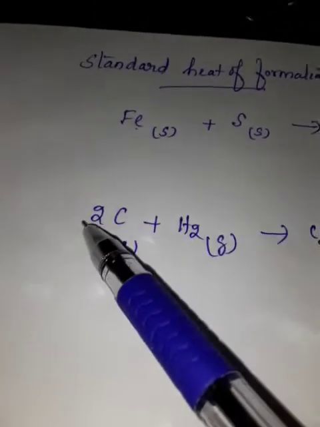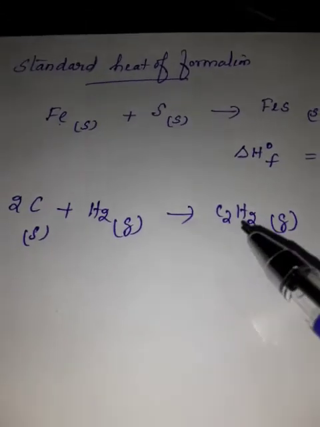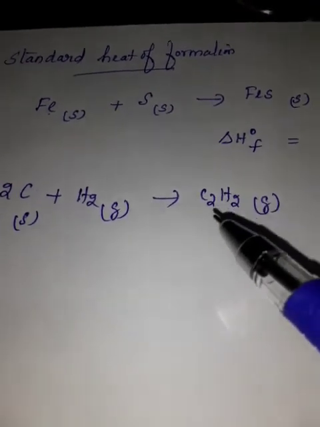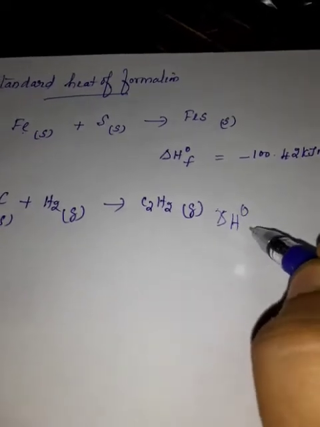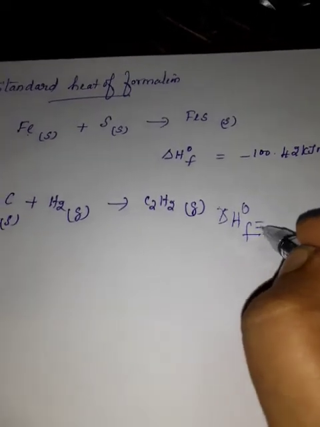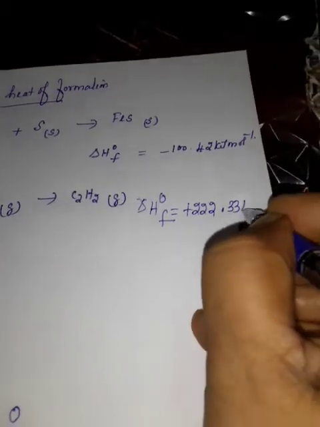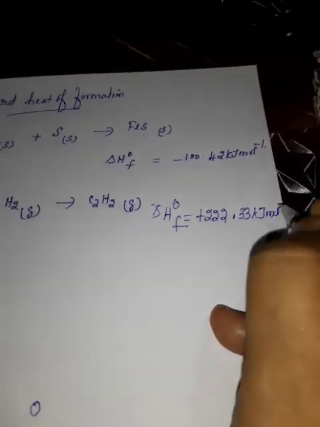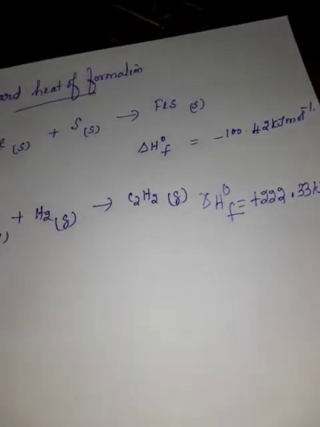One more example. 2 carbon atoms combine with 2 hydrogen atoms in a gaseous state, forming ethylene C2H2, acetylene. This is a gas. Here delta H naught F value is plus 222.33 kilojoule per mole. Why is there a plus sign in some reactions and a minus sign in others? Plus means endothermic, that is heat is absorbed. Minus means exothermic, that is heat is evolved.